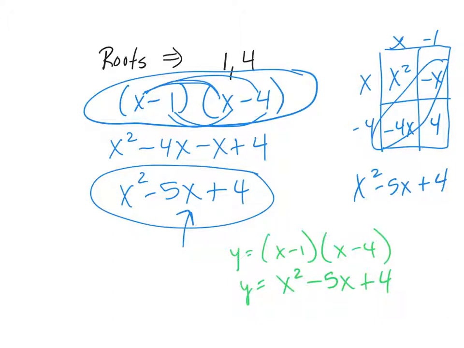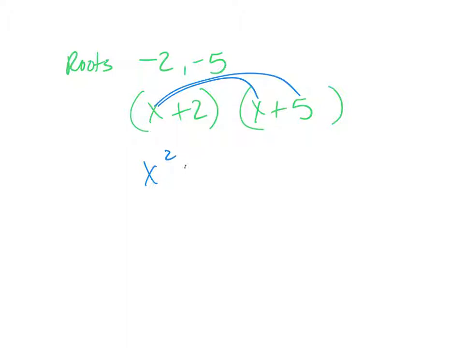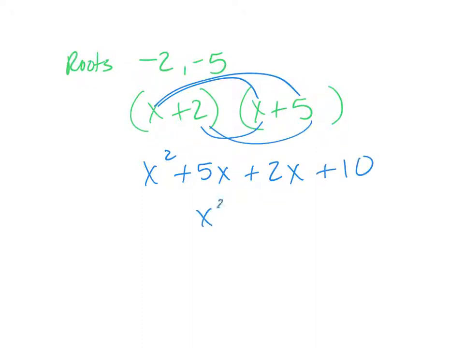You're good. So what do you think you put here in parentheses? X plus 2. Very good. X plus 2, and then x plus 5. Very good. So you're going to FOIL this, and this is going to be x squared plus 5x, wait, what number is this again? Plus 3, 2x plus 10, and that would be x squared plus 7x plus 10.